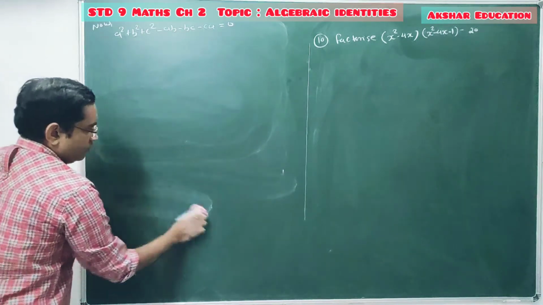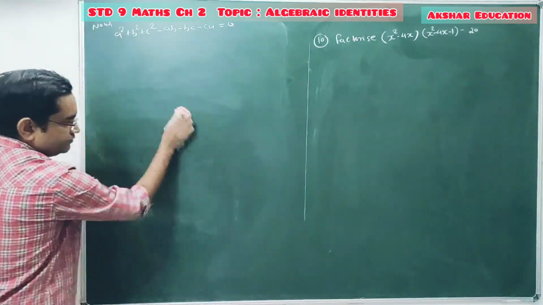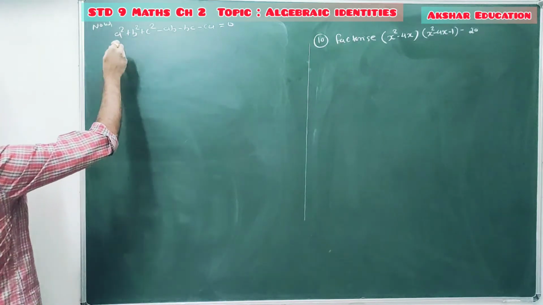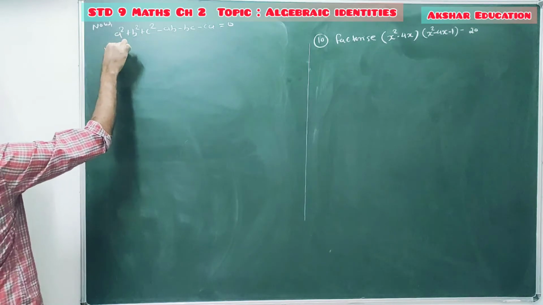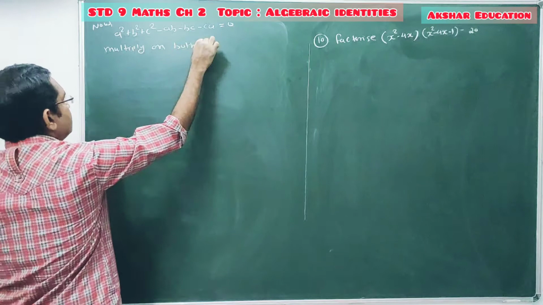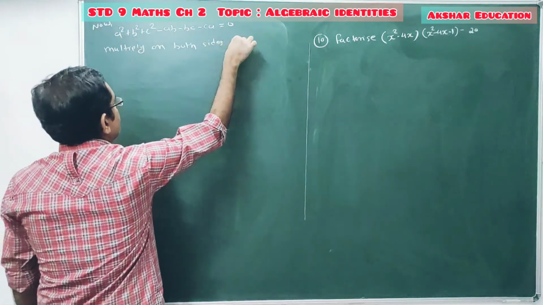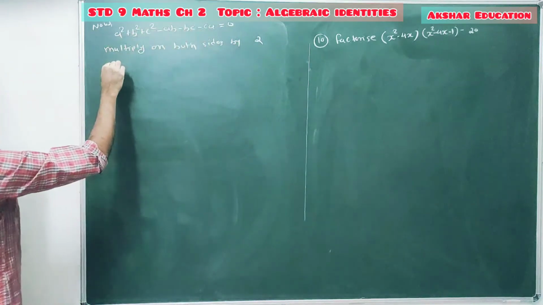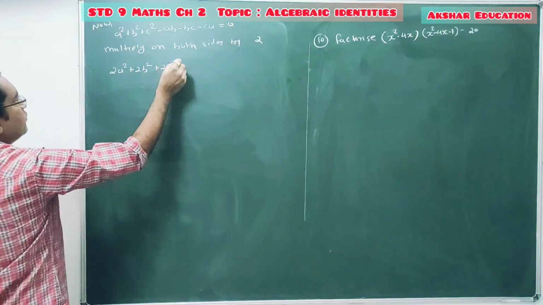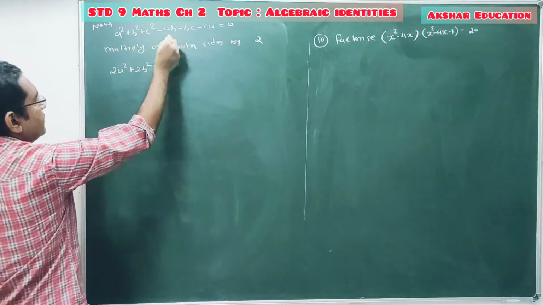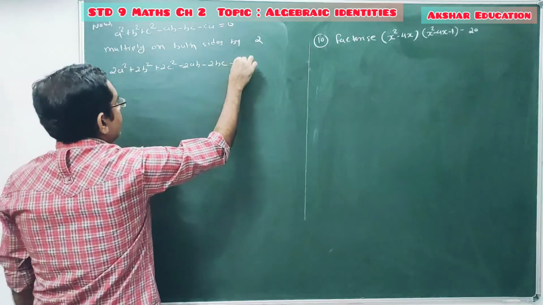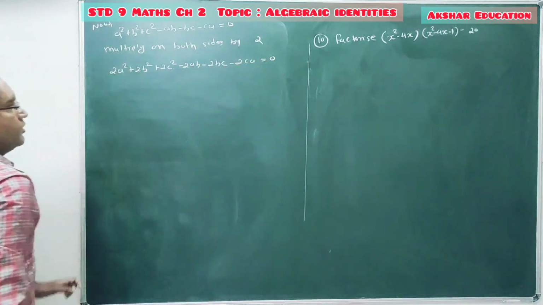We have to prove that a equal to b equal to c. Now this is given. Multiply on both sides by 2. So this will be 2a square plus 2b square plus 2c square. All these 6 terms will be multiplied with 2. So minus 2ab minus 2bc minus 2ca equal to 0.